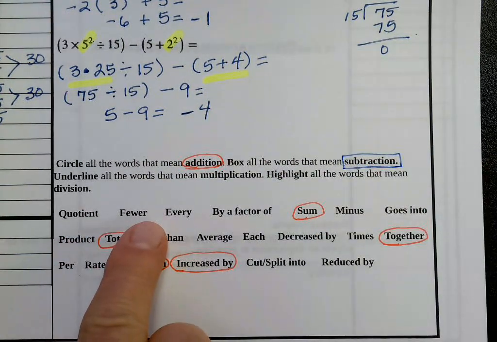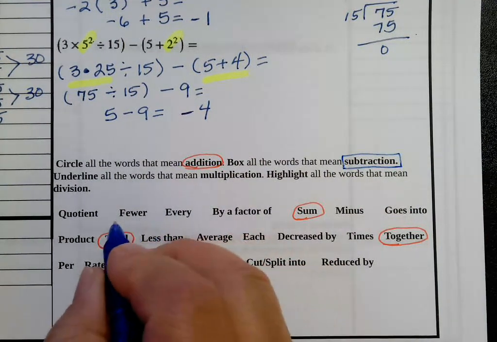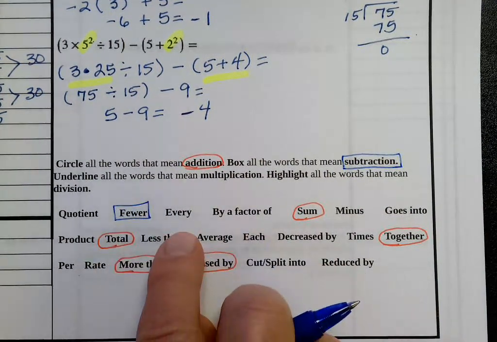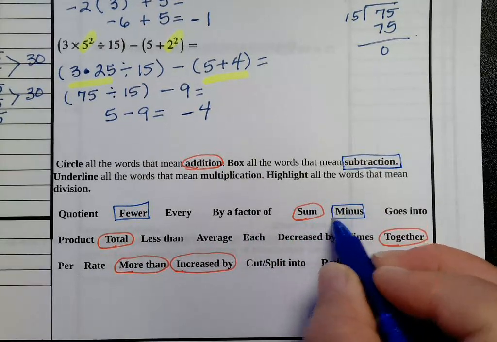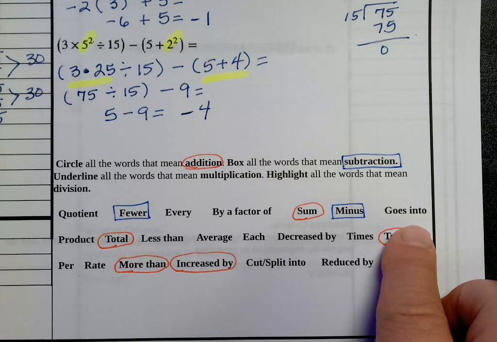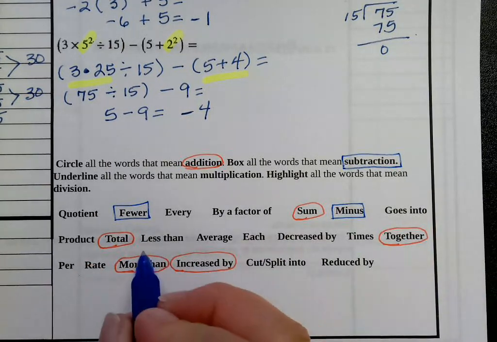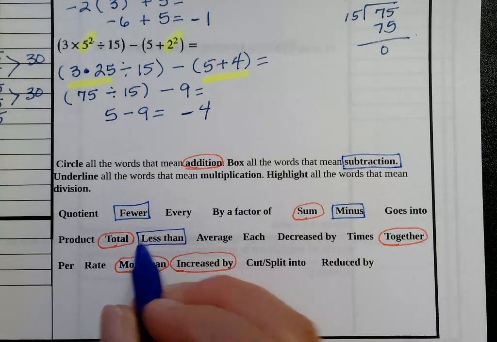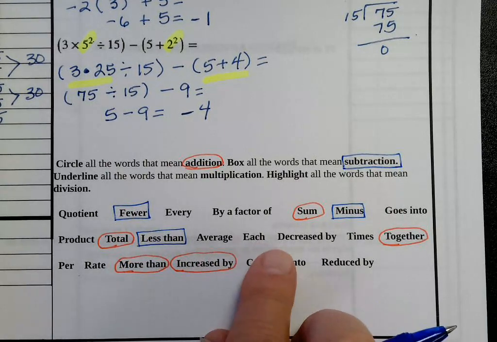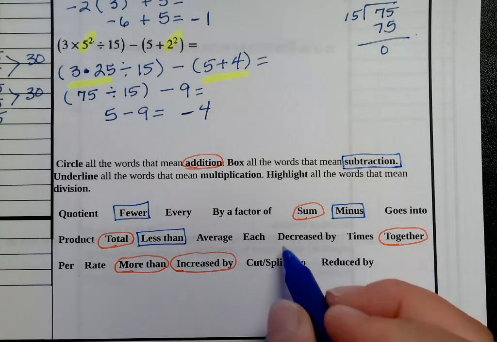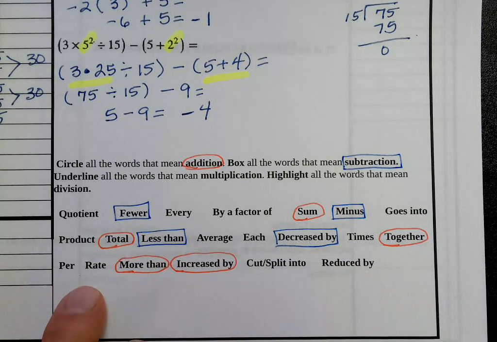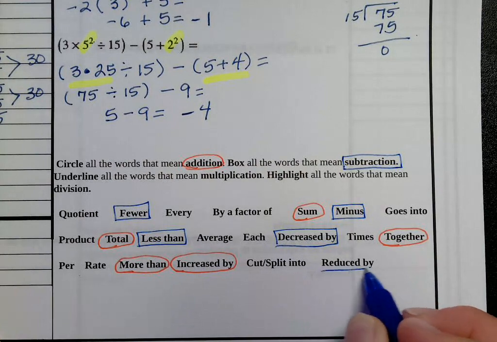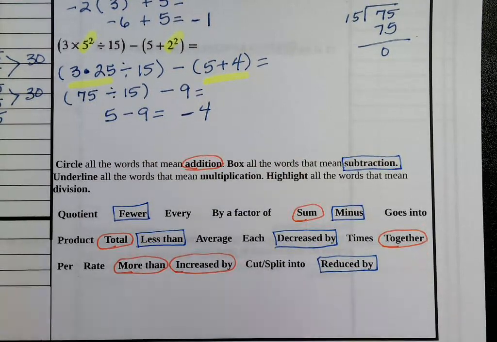Quotient, nope. Fewer, yes. Every, no. Factor of, no. Minus. Goes into, nope. Product, nope. Less than. Average, nope. Each, nope. Decreased by. Times, nope. Per and rate, we've already discussed. Cut or split into, nope. Reduced by, yes.